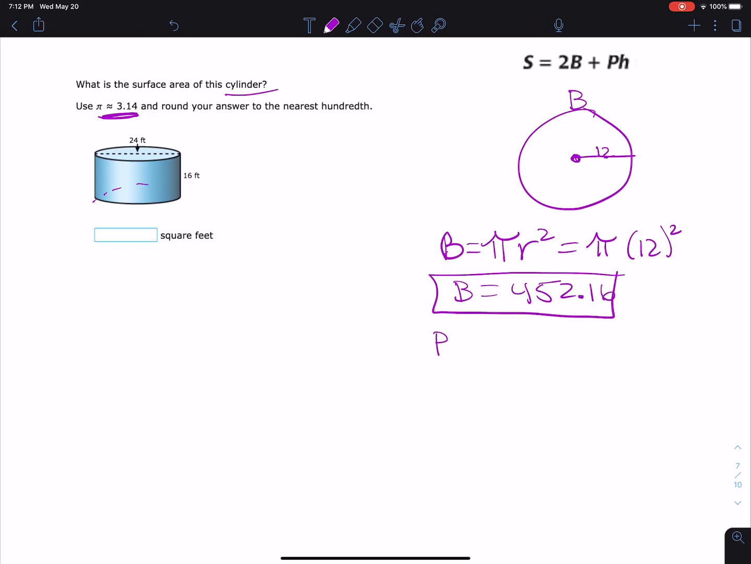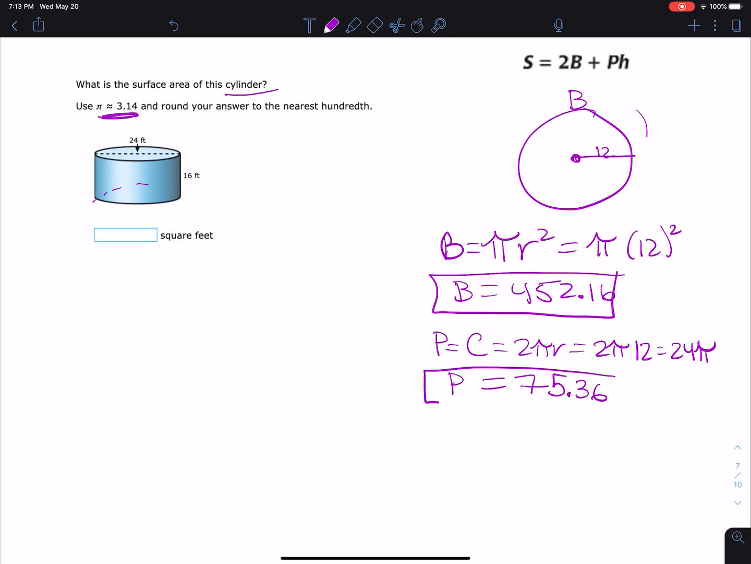Now perimeter of a circle is also known as circumference, which is 2 pi r. So this is going to be 2 pi 12, which is 24 pi, which would then turn into 24 times 3.14. So that's 75.36. That's your perimeter, which is also circumference. And then your H is height of the cylinder, and your height is what connects the bases, so my height would be 16. Okay, we've got our 3 variables. Let's go ahead and plug it in. This is my favorite part.